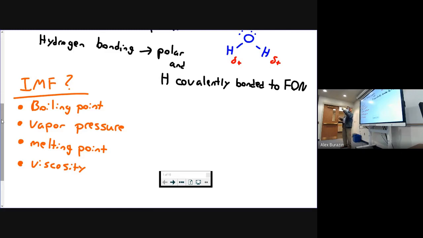Or that has a higher boiling point than this because this is London dispersion and that's London dispersion, but that one's bigger and it's got more molecules and more mass and more electrons. Things that are bigger or have more electrons are said to be more polarizable. Remember that word? Polarizability. That means more stuff, more electrons.